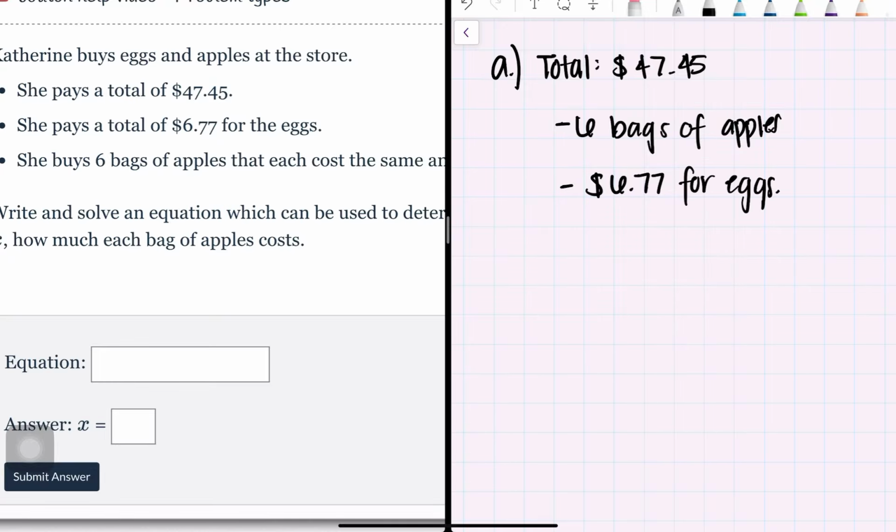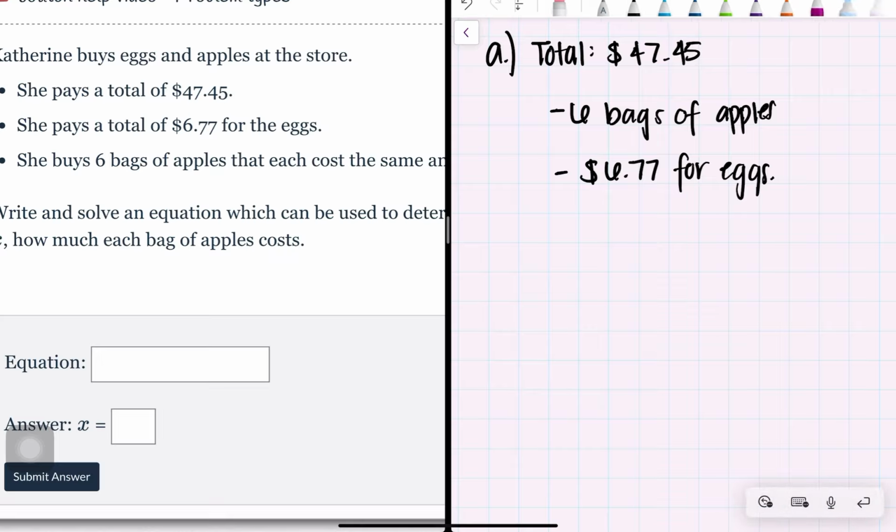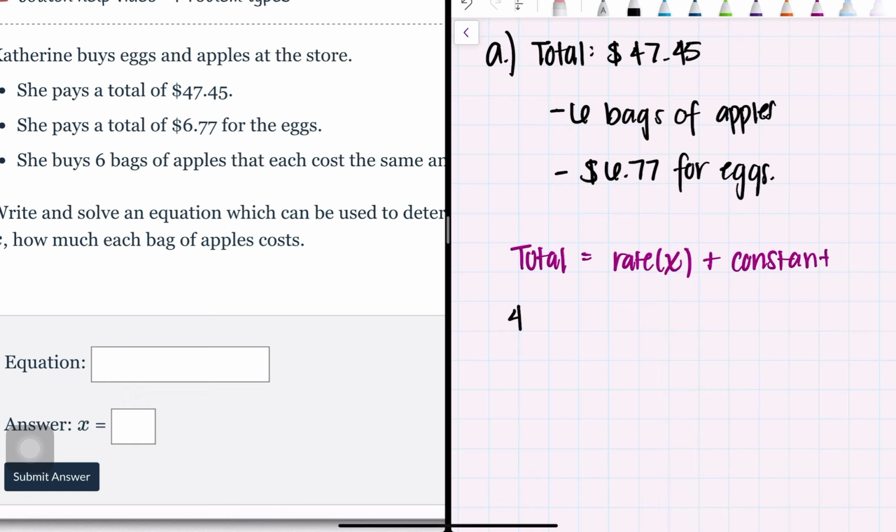So if I want to set up an equation, once again, it's going to follow the format of having our total equal to the rate times x plus the constant. Now, we know the total is going to be $47.45. That's what the equation is equal to. Now, we seem to get confused in identifying which one's the rate and which one's the constant. Keep in mind the constant is a number that I can't change, that it's already given to me. It's known. If I take a look at both of these, the one that is actually known is the price of the eggs. So this one would represent my constant.